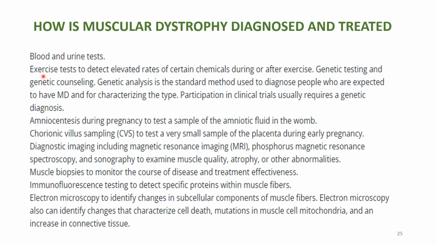So we can do blood test, urine test, exercise test, genetic analysis, and in the womb we can do amniocentesis and chorionic villus sampling, and after that we can do MRI, muscle biopsy, immunofluorescence test, and electron microscopy also.